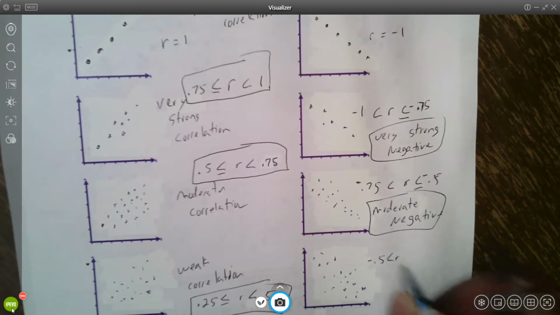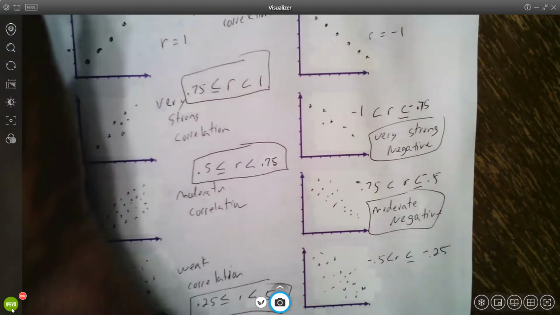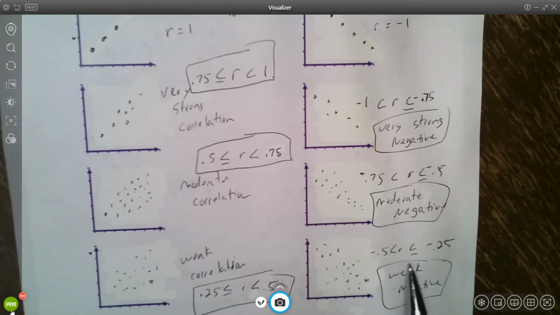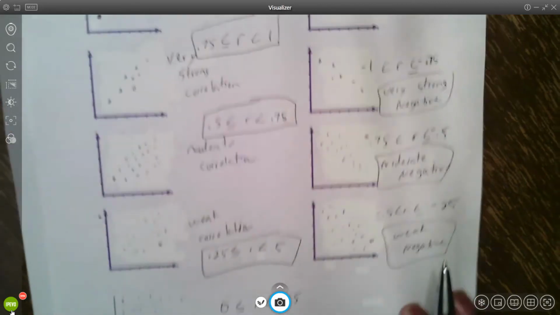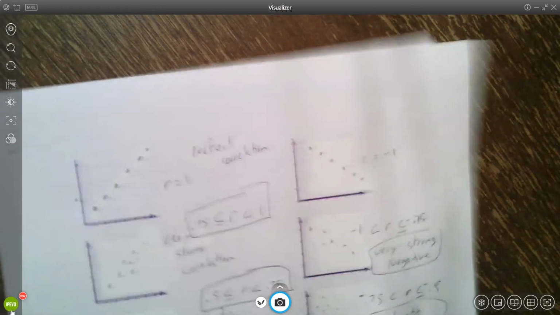-0.5 and -0.25, we say that's a weak correlation. We say there's a weak negative correlation there. And again, no correlation would look the same either way. You just wouldn't see a correlation. All right, let's go back to the notes.